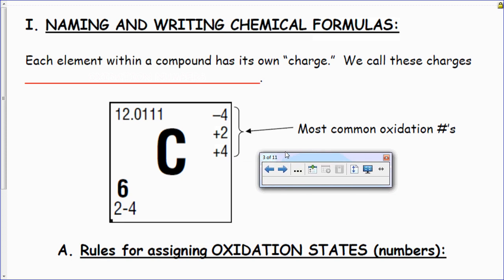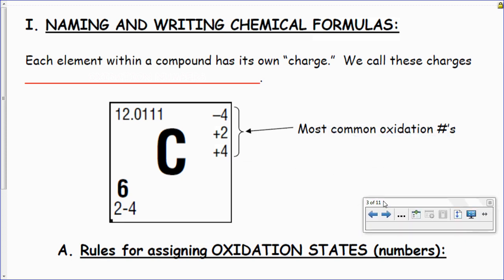So, naming and writing chemical formulas, the very tip of the iceberg. Each element within a compound has its own charge. We call these charges oxidation numbers. On your reference, you have the most common oxidation numbers. And there's some rules for assigning these things, okay?